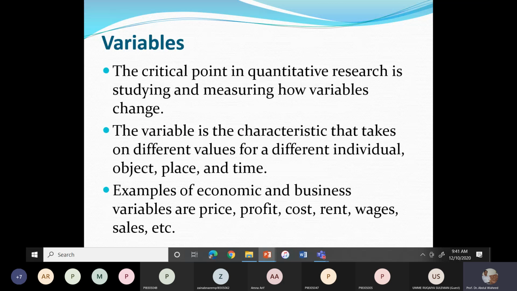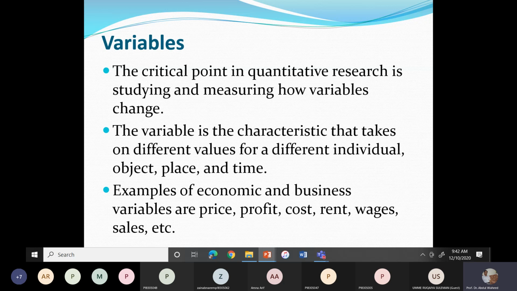Then we have some other variables like height is a variable, weight is a variable, temperature is a variable, pressure is a variable. So all these are variables which take on different values for different objects, because price will take different values for different objects. Also temperature will take different values for different places and also for different times. Morning temperature is different, afternoon temperature is different, night temperature is different. So variable is something that changes.